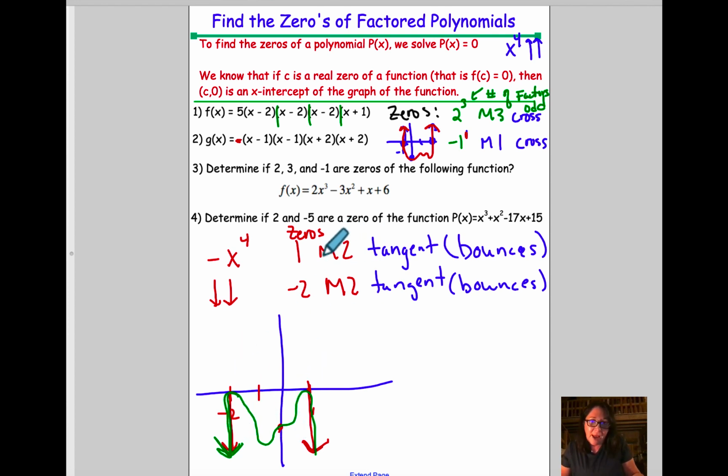If it went through, then I would have had an odd number of multiplicity, an odd number of zeros, but I don't. I have an even number, not an odd. Okay, cool. We didn't do 3 and 4 yet, so I'm going to take a moment, pause, and do those on the next page. Give me just 1 second, pause record.